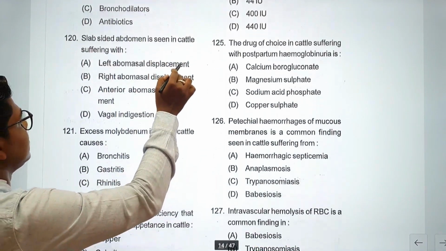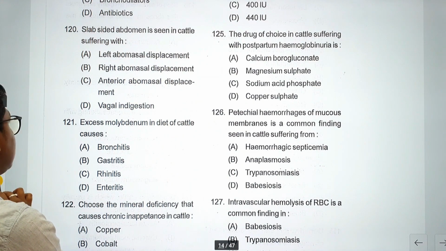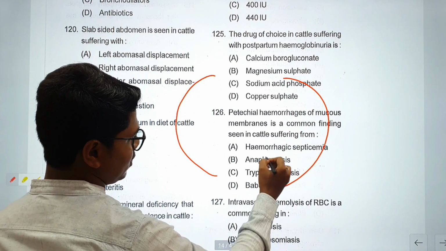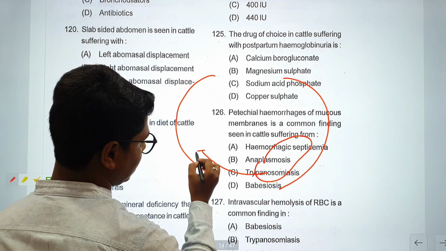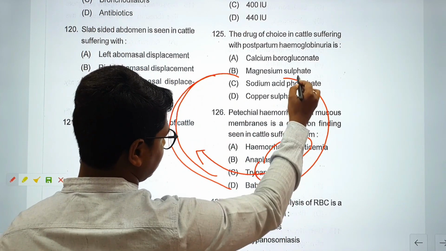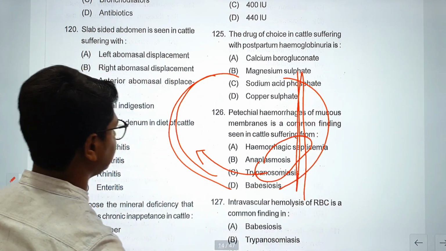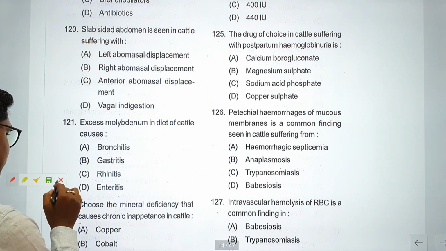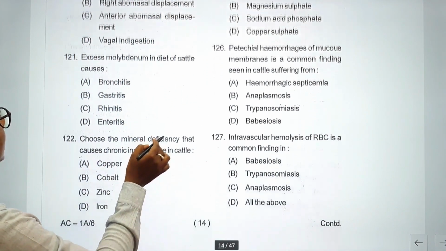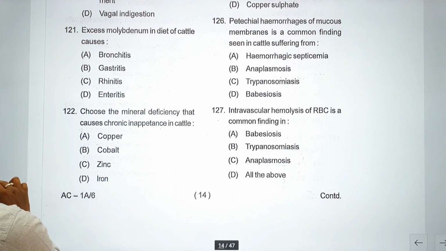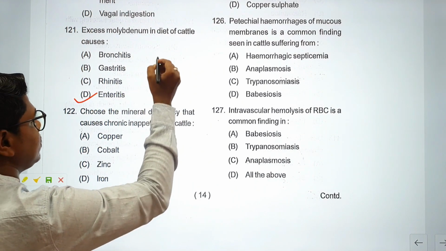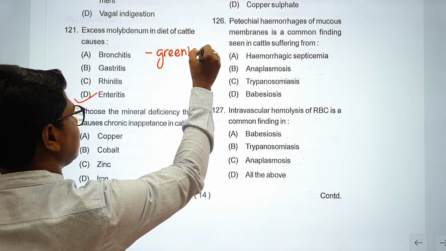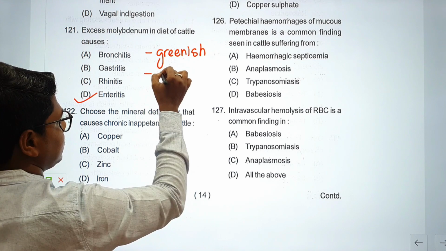Slab sided abdomen is seen in cattle suffering from left abomasal displacement. Okay, see normally the abdomen should be like this. Here will be the abomasum. When the abomasum is shifted to this side, this will be enlarged and this will be slightly flat. Okay, so this will be slab sided abdomen in left abomasal displacement. Next, excess molybdenum in the diet of cattle causes enteritis, in which you will find the symptoms as greenish diarrhea. Also you will find infertility.